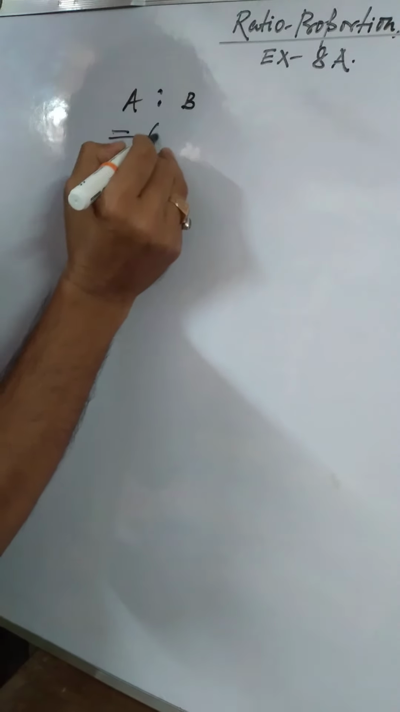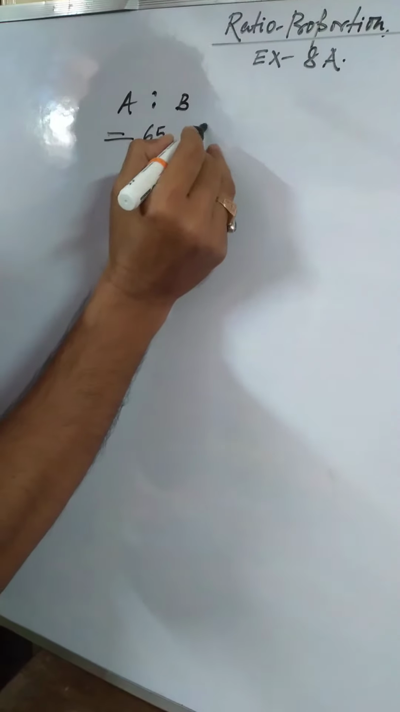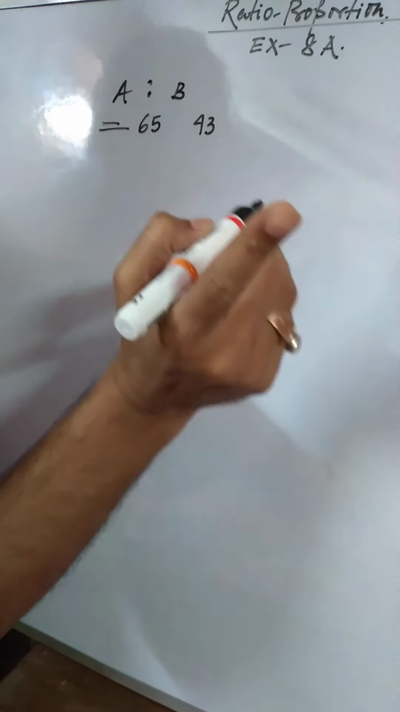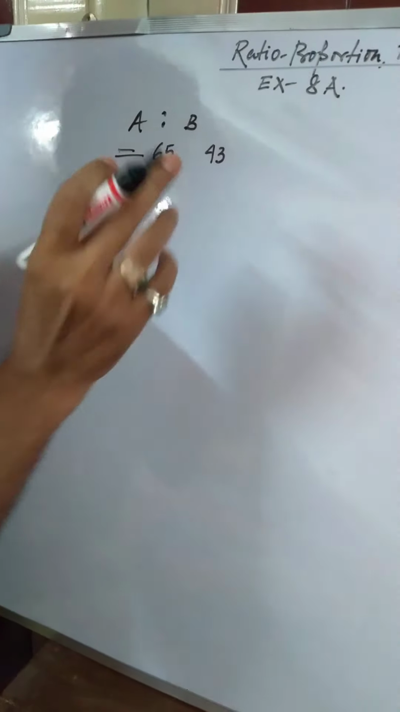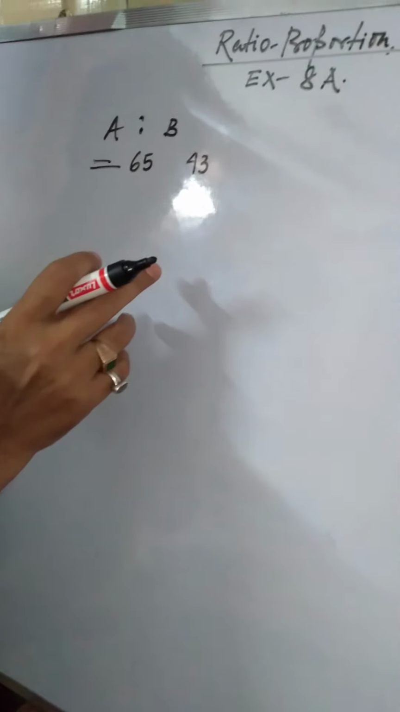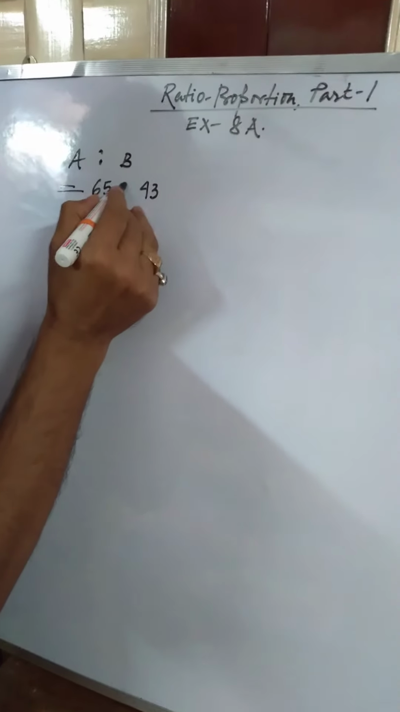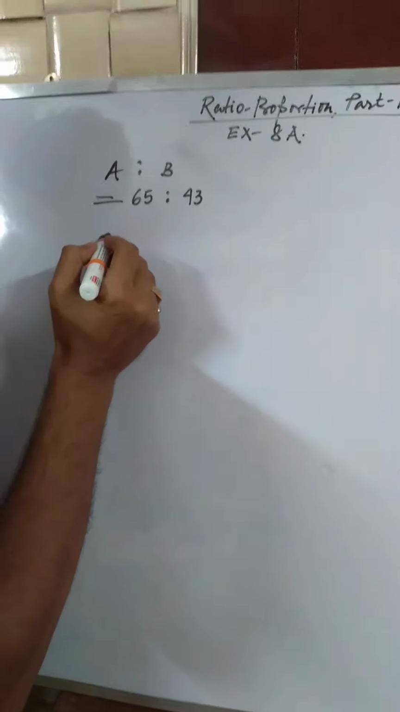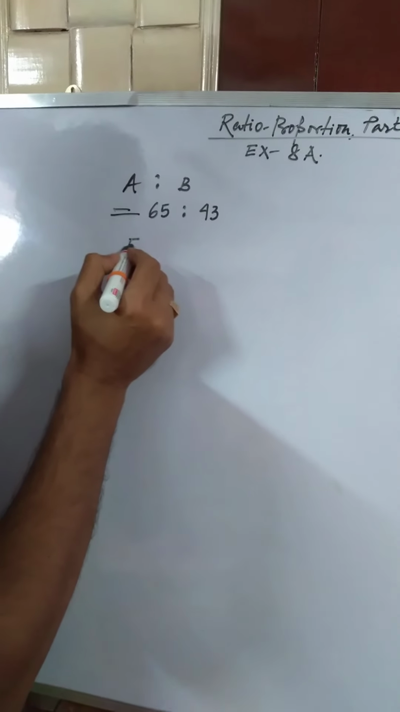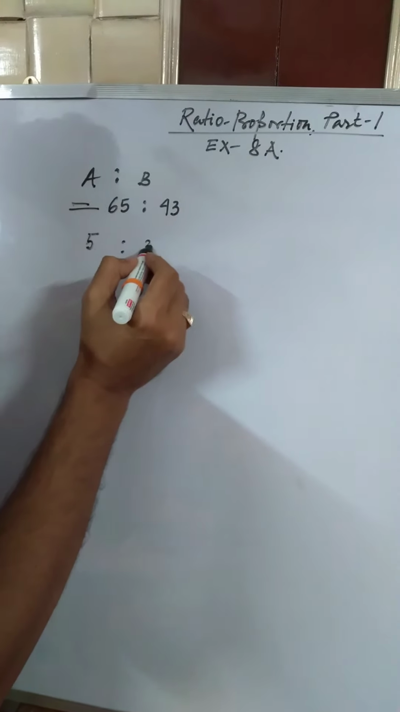Now the weight of A is 65 and the weight of B is, say, 43 kilogram. But I am not writing the unit, because whenever you are expressing a ratio, it has no unit. So 65 is to 43. Here it is the ratio of the weight of the two persons. Consider the height of the two persons. Say the height of one person is 5 feet and the height of another person is 3 feet. So 5 is to 3.